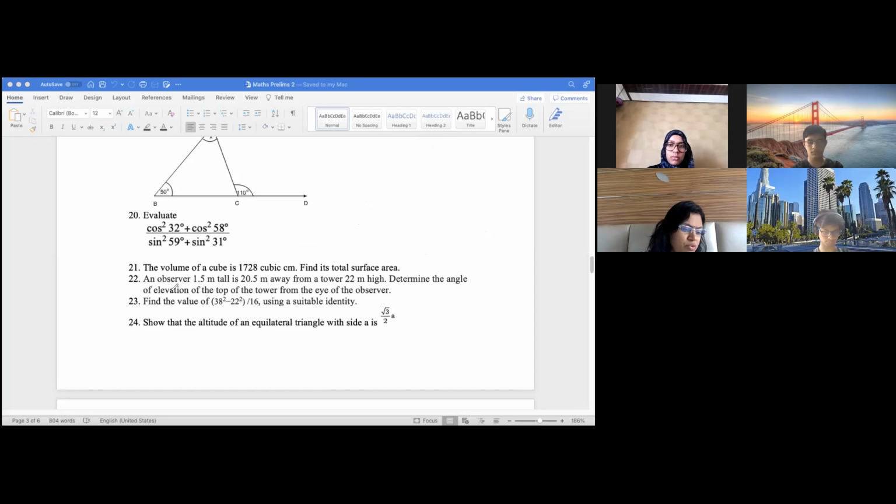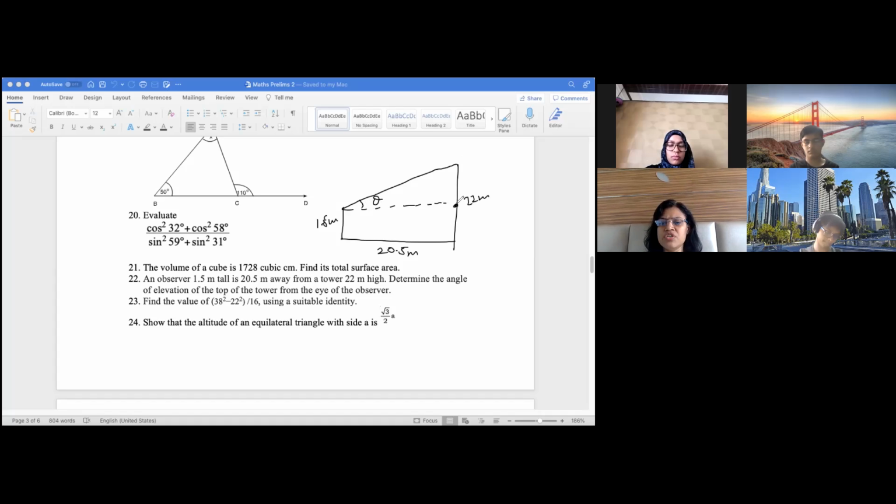An observer 1.5 meter tall is 20.5 meter away from a tower 22 meter high. So this is 22 meter, this is 1.5 meter, and this is 20.5 meter away. Determine the angle of elevation of the top of the tower from the eye of the observer. This is the angle of elevation, this theta you have to find out.